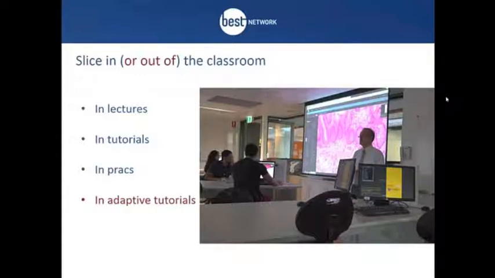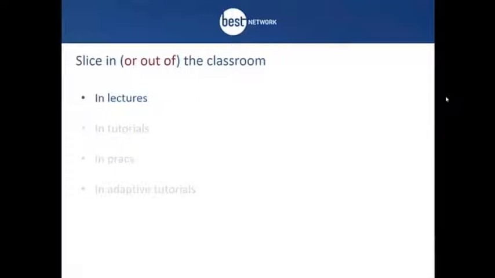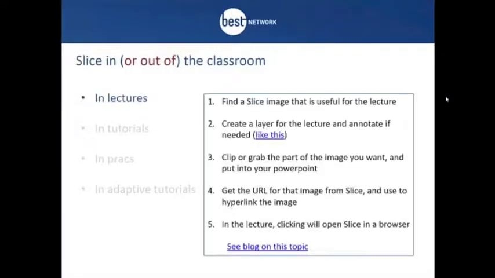Firstly, in lectures, I've been using Slice in lectures for quite a long time now because it's a really great way to provide students with carefully annotated and accurate images. It's one of the problems in lectures that students see wonderful pictures on the screen, but when they get home they don't have access to them, or they're left with very poor quality printouts in PDF files, poorly annotated. So how do you use Slice in a lecture theatre?